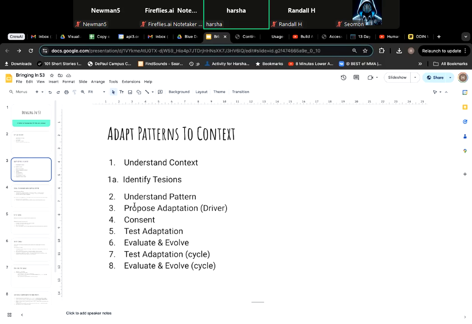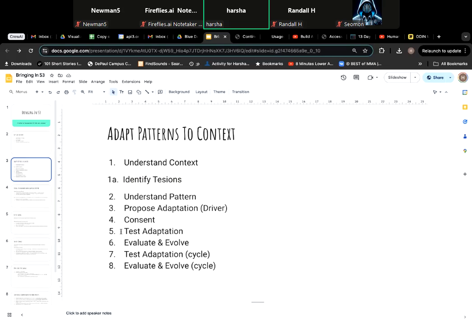And then we go through the patterns, just the way we are doing right now. We understand patterns. We look through the whole pattern list, figure out different patterns, and then propose a driver. The driver is basically what we are doing is we are proposing a pattern to implement towards a specific work being done. And then we consent on that pattern.